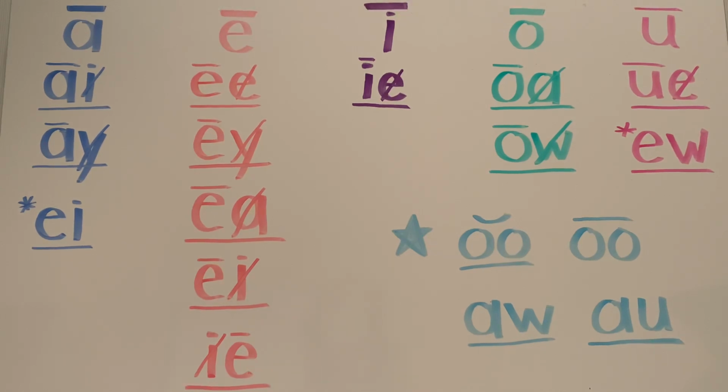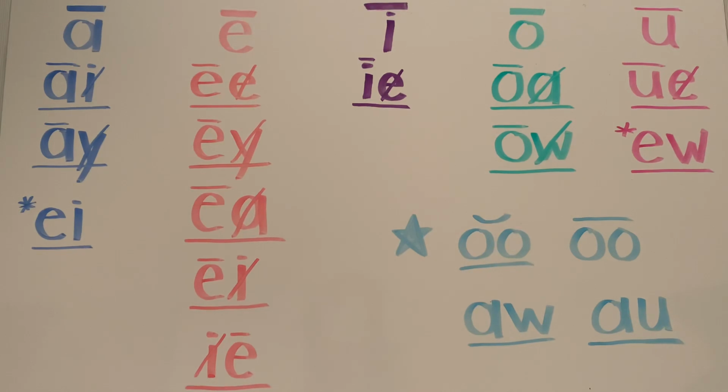The next one is OA, the long O sound. And we have two patterns that make that sound, OA and OW. Again, these are sound twins, and there is a rule to help us spell with them. Do you remember what the rule is?